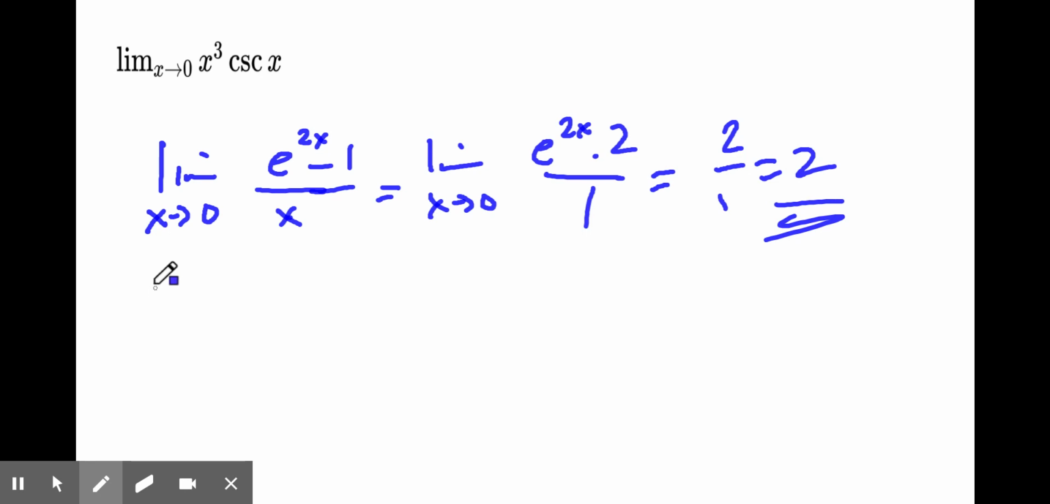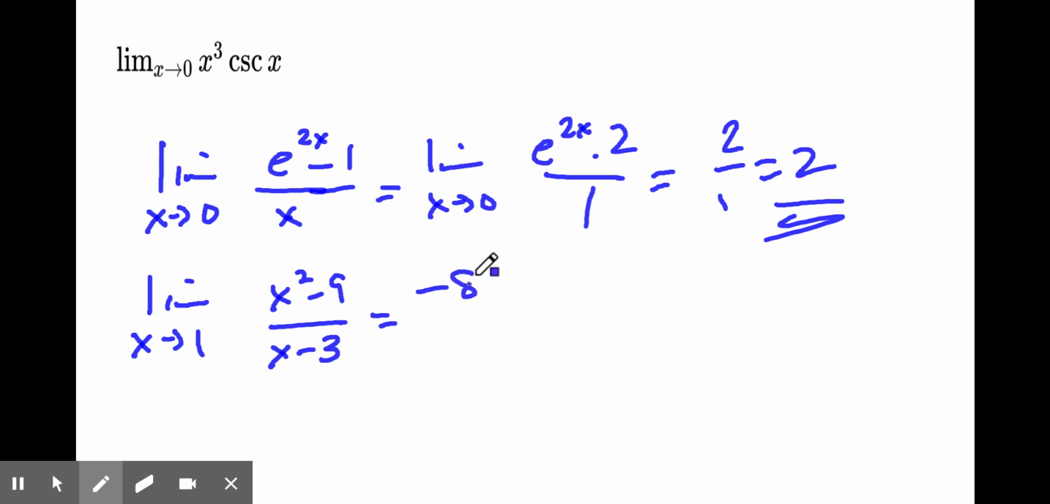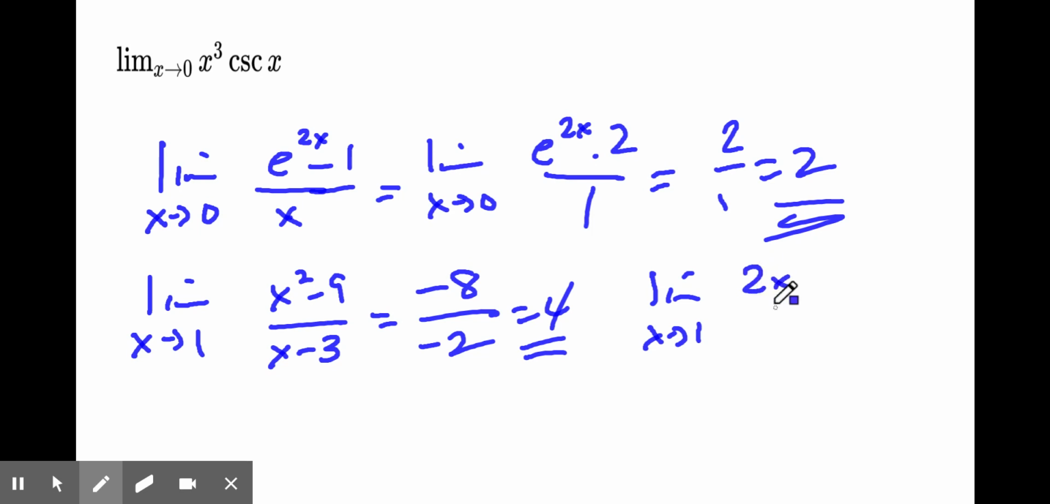And then also, just so you have seen it, okay, let's ask you for the limit as x goes to 1 of x squared minus 9 over x minus 3. So as x goes to 1, I can substitute this in. I get negative 8 over negative 2. The answer is 4 to this. Okay, now you can see if you try to use L'Hopital's rule on it, you'll get 2x over 1, and then you evaluate this, and you get 2.